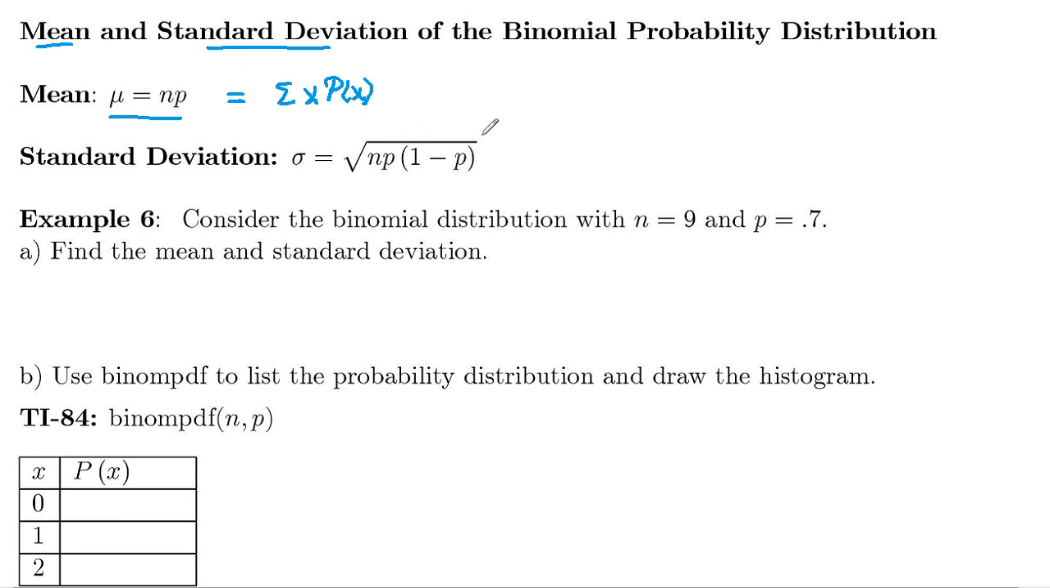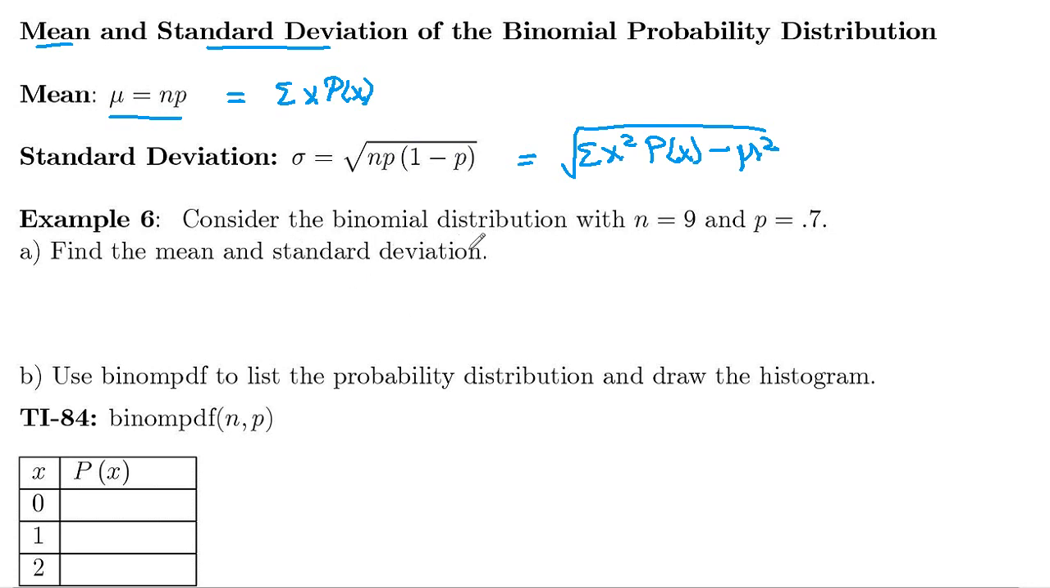For standard deviation, remember our formula for that: we took the sum of x squared times the probability of x, and then we subtracted off the mean squared. And then you take the square root of that to get standard deviation. The inside is the variance. Well, it's easier for binomial. For binomial, you just do the square root of np(1 minus p). Again, n is the number of trials and p the probability of success. So let's check this out.